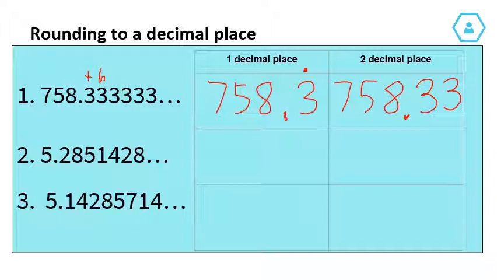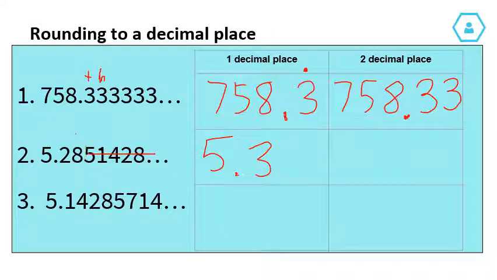So 5.285, blah, blah, blah, blah. My whole number here. Points. Now, I want to record it to 1 decimal place. So I'm going to look at these 2 numbers here, my tenths and my hundredths. Now, 8 is larger than 5. So I don't need to worry about any of these numbers here. We can just cut those off. 8 is larger than 5, so it means it's going to round up. So it's going to change this 2 to a 3. And now it's been rounded up to 1 decimal place.